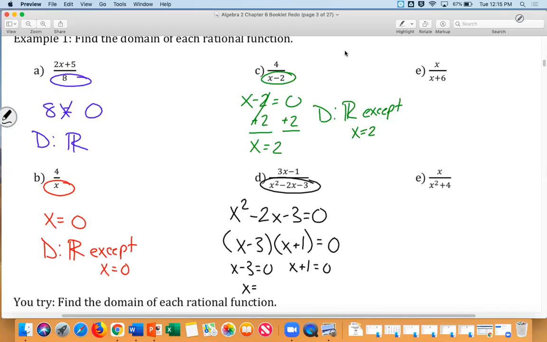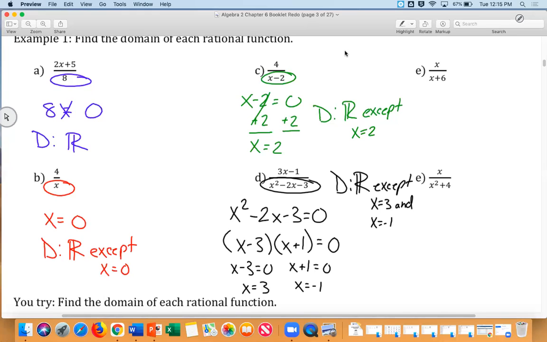X is 3, x equals negative 1. So my domain is all reals except x equals 3 and x equals negative 1. Make sense, Leah? Kaylin, pretty good? All right.